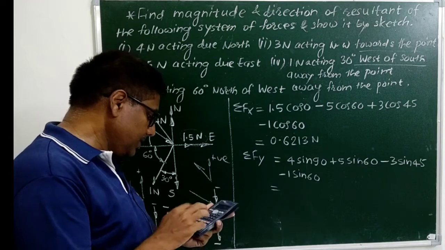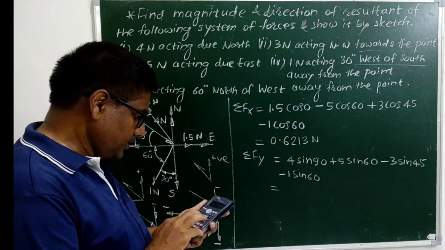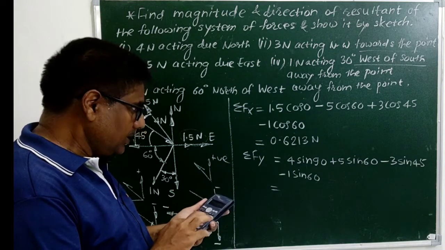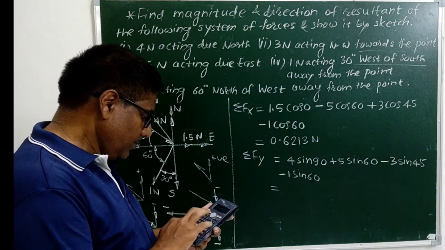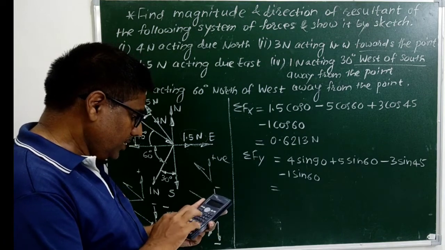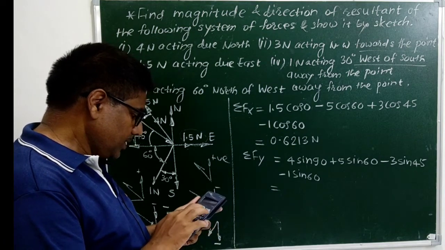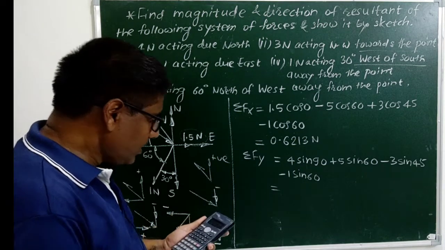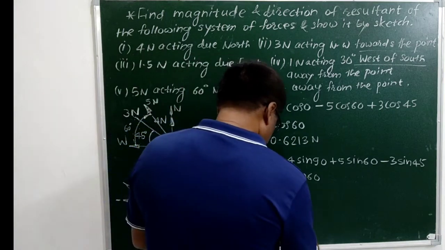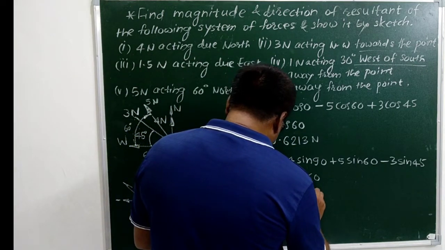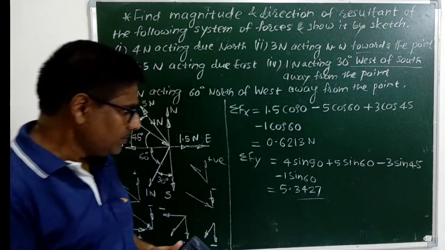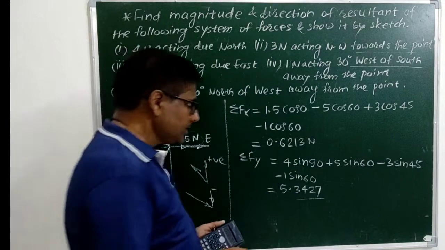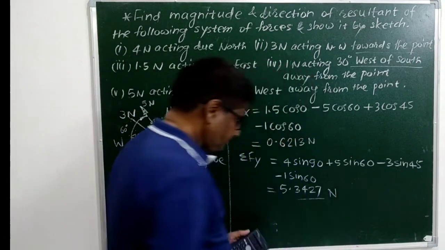4 sin 90, sin 90 is 1, so 4 plus 5 into sin 60 minus 3 into sin 45 minus 1 into sin 60 is equal to 5.3427. Need not take 4 digits, even if you take 2 digits it will be sufficient. Newton.